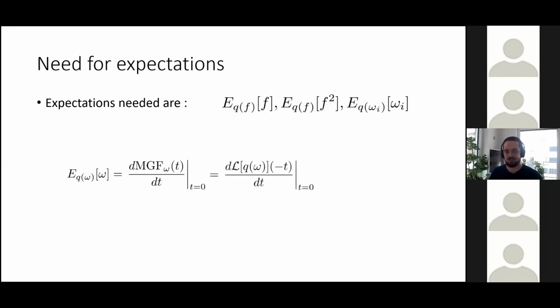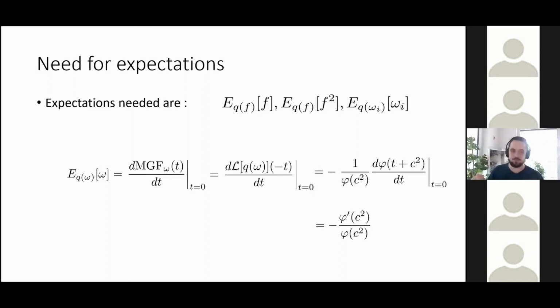I just put in my Laplace transform of q of omega, and this corresponds to phi. So I just need to differentiate phi, and what I get in the end is minus phi prime over phi, over c squared, because c squared is these variational parameters that I talked about earlier. So you just use your favorite AD software, and you get your moment. And this is actually true for any moment. You could compute the expectation of omega squared by taking the second derivative, etc. And this is possible because we know that phi is infinitely differentiable.